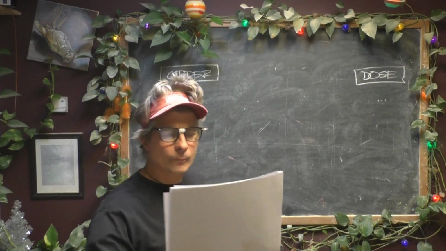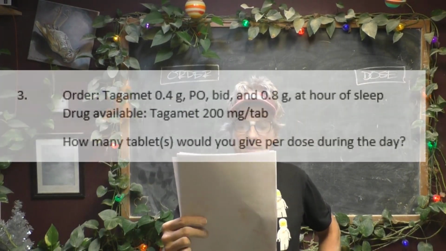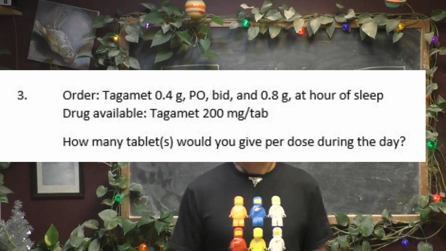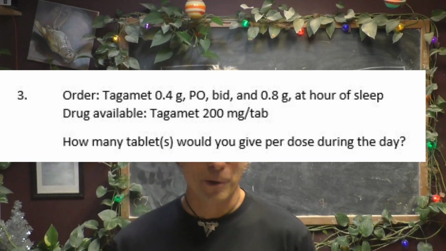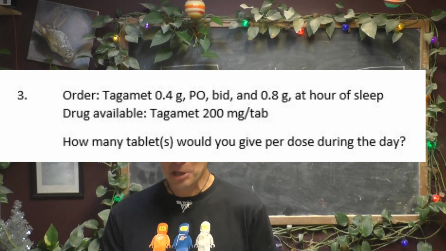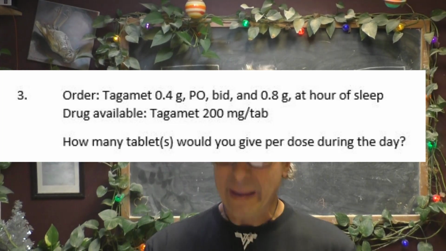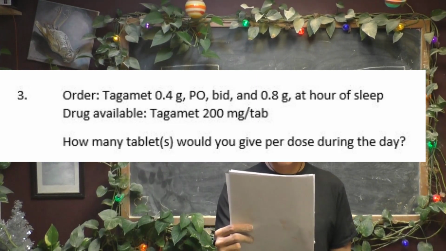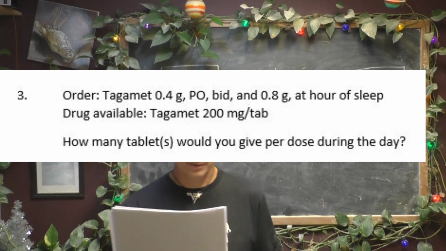Number 3, order Tagamet 0.4 grams PO. You know the number I'm looking at? 0.4 grams. I don't know what Tagamet is. I don't know what PO is. Bid. Don't know what that is either. And 0.8 grams at hour of sleep.